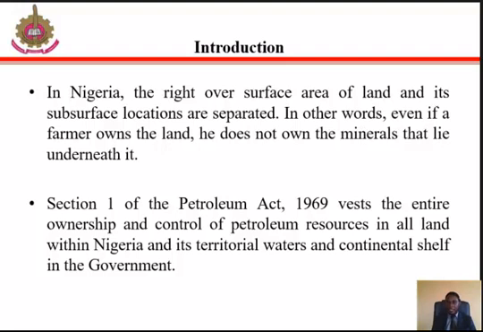Number 1, oil exploration license, usually covers a period of a year to explore, that is, discover petroleum. Number 2, oil prospecting license, which usually covers a period of 3 to 5 years to prospect, search for petroleum. And number 3, oil mining lease, which usually covers a period of 20 to 30 years to win, work, carry away and dispose of petroleum, granted to a licensee or lessee.